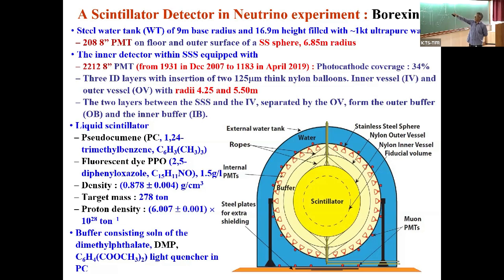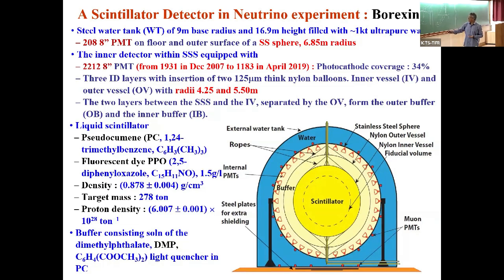Three inner detector layers are enclosed in 125 micron thick nylon balloons. These are the 2 nylon balloons we use to separate the inner scintillators. The radii of the inner vessel and the outer vessel are 4.25 and 5.5 meters. This extra step was done because one of the base materials of the photomultiplier is potassium, and potassium is also a radioactive material. To avoid this potassium moving inward, the nylon sheet of the balloon prevents it.